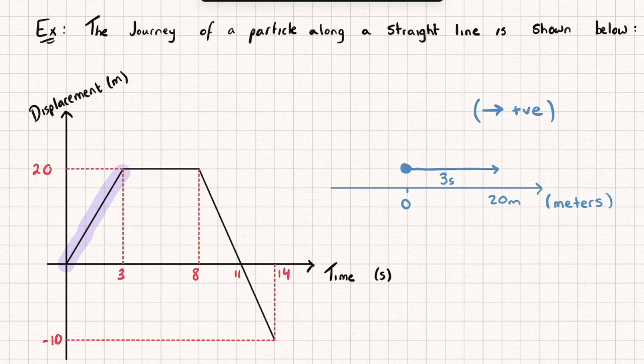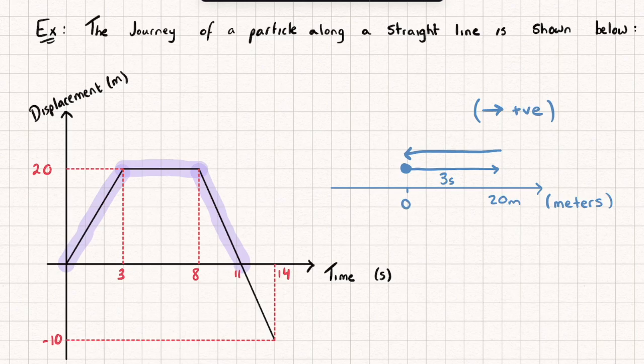Its displacement then remains constant for the next 5 seconds. And so that must mean that it's just remaining in the same position. It hasn't moved. It's just remaining stationary for the next 5 seconds. And then from 8 to 11 seconds, its displacement decreases until it hits 0. So that must mean it's turned around and it's coming back towards where it started. Its displacement is decreasing until it's back at 0 after another 3 seconds.